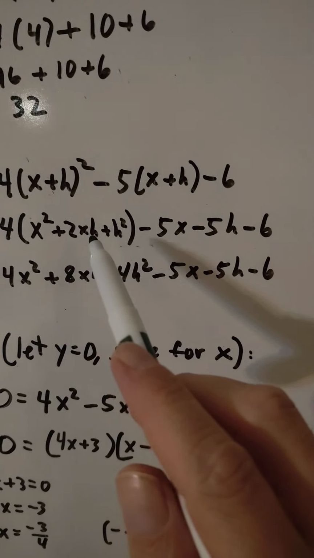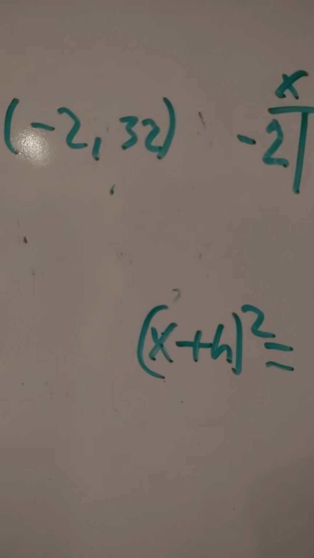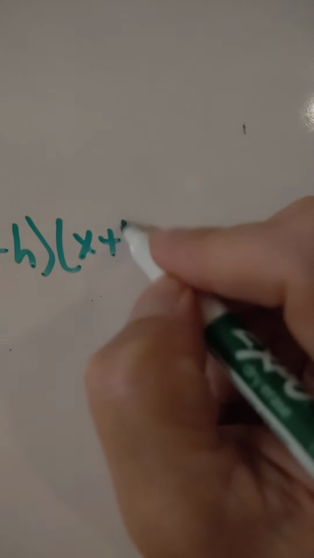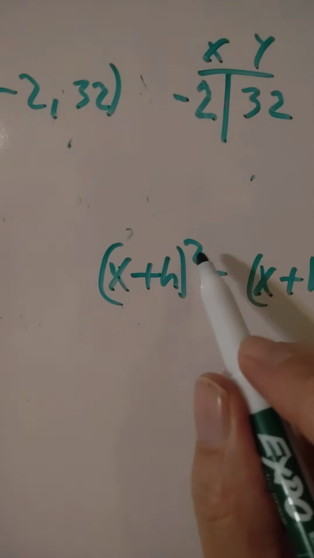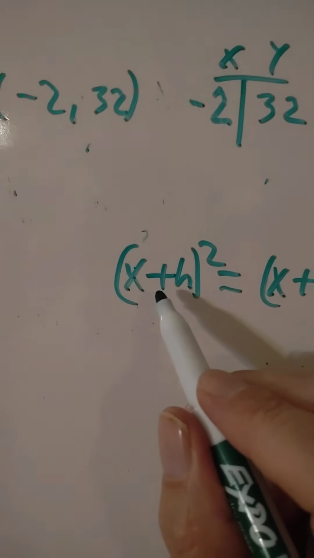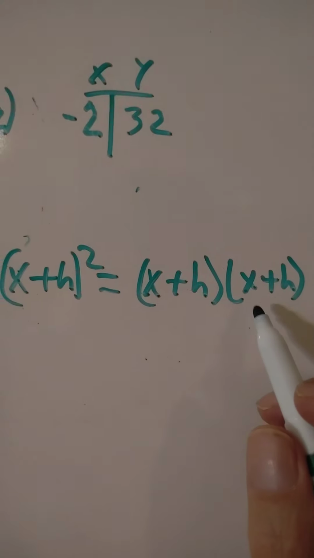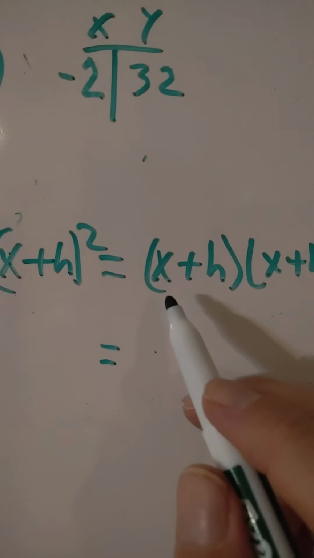Or you could have done it this way: x plus h all squared equals. Isn't that the same idea as you take that base, x plus h, and multiply it to itself twice, since that's the exponent? That's what this means. This is the base and that's the exponent. This means multiply the base to itself that number of times. So now we got a binomial times a binomial, and we know how to FOIL. First, outer, inner, last is FOIL.